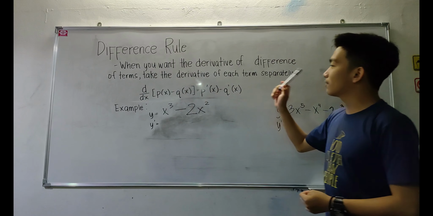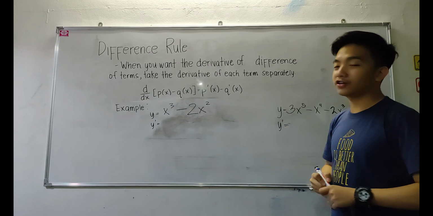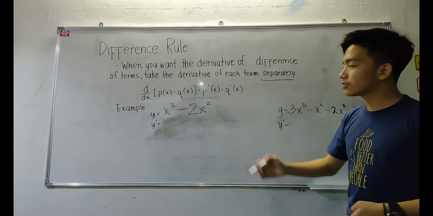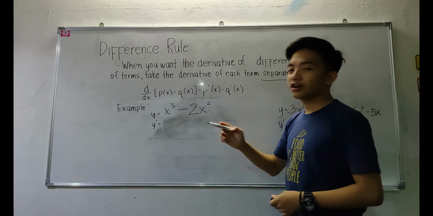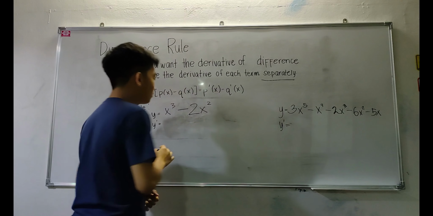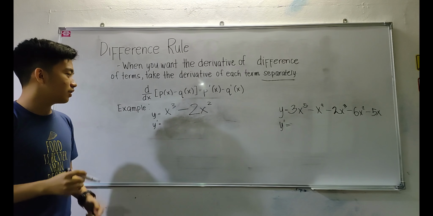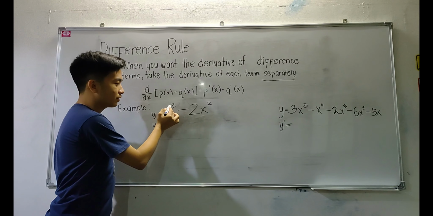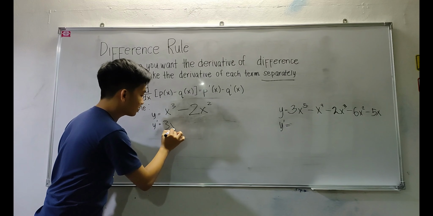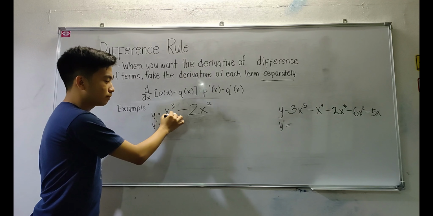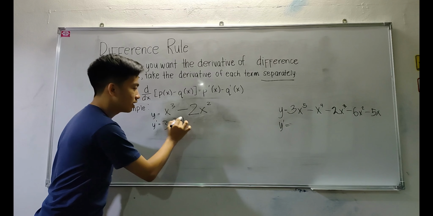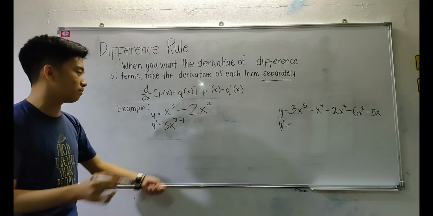When you want the derivative of a difference of terms, take the derivative of each term separately. So, this is the formula that we're going to use. For example, y is equal to x cubed minus 2x squared. So first, bring down the exponent. It will be 3x, then minus 1 from the exponent, 3 minus 1. Now let's move on to the second term.